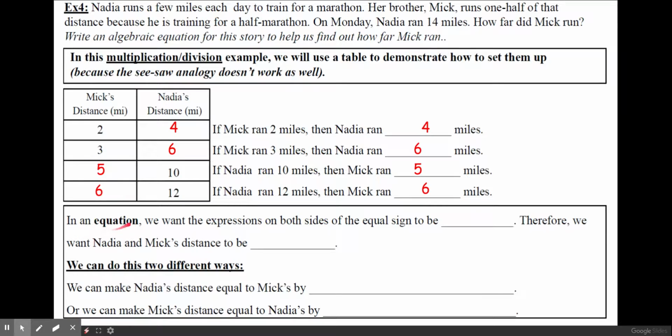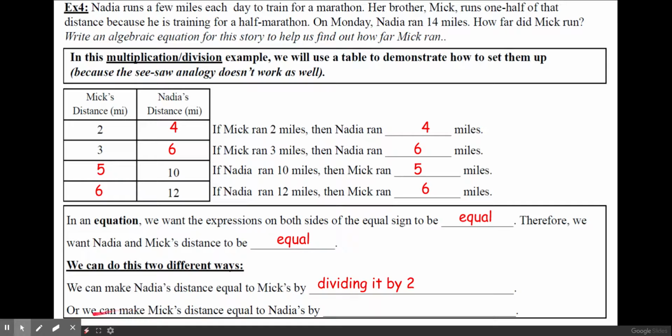Anyhow, in an equation, we want the expressions on both sides of the equal sign to be equal. Therefore, we want Nadia and Mick's distance to be what? Equal. That's right. And we can do this in 2 different ways. We can make Nadia's distance equal to Mick's by basically just dividing her distance by 2.